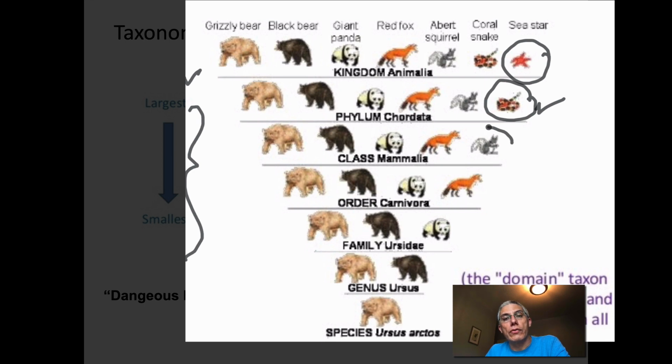Carnivores, we do not consider the squirrel a carnivore, even though there are squirrels out there who will take insects and maybe some smaller animals if they get a chance to. But these 4 animals right here are definitely carnivores. The fox does not fall into this family, Ursidae, but these 3 do. And this panda does not fall into this genus Ursus. And of course, this particular black bear does not fall into the species Ursus arctos, which is the grizzly bear, right?